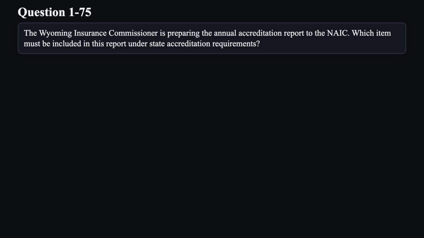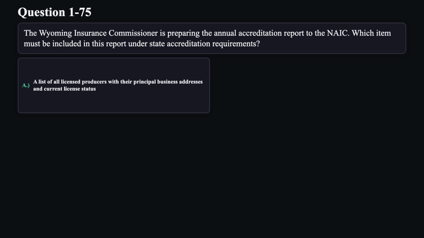Question 75. The Wyoming Insurance Commissioner is preparing the annual accreditation report to the NAIC. Which item must be included in this report under state accreditation requirements? A. A list of all licensed producers with their principal business addresses and current license status.